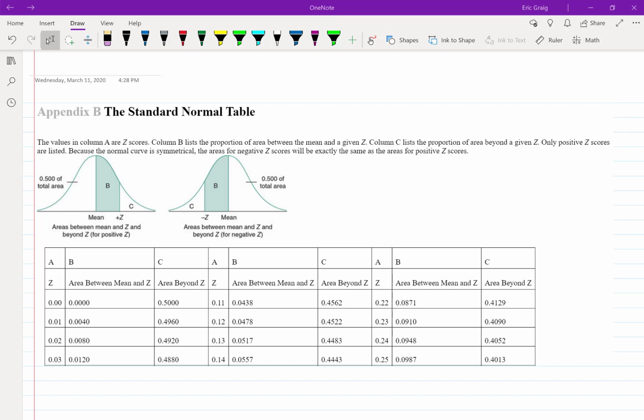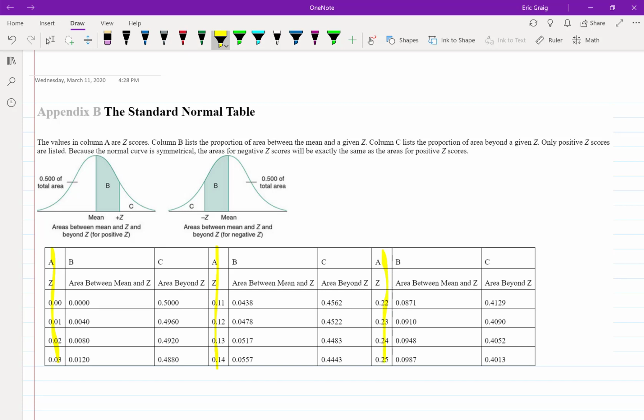I suggest that you open up your text, by the way, and turn to Appendix B so you can follow along with me. All right, I hope you've done that, and let's get going. So these tables have z-scores down this column here, column A. Down column A are z-scores.